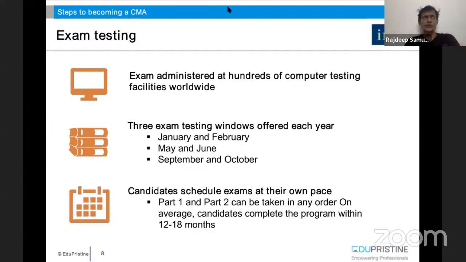So do what you feel like. It's a choice that you want to give, which exam you prefer. At EduPristine currently part 1, part 2 are running simultaneously, so you can really join any part you want to and complete your course.